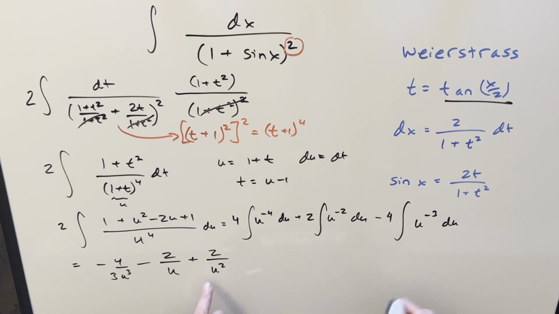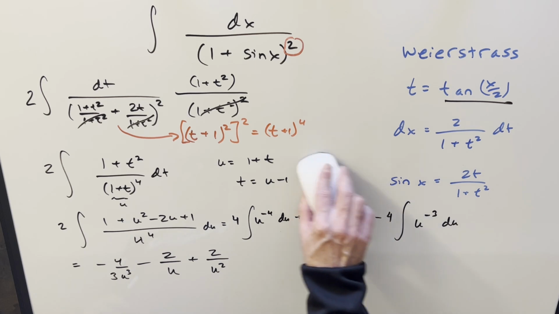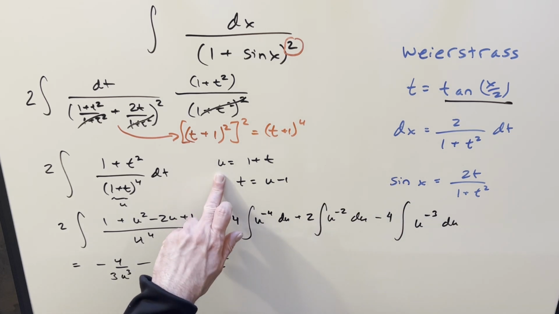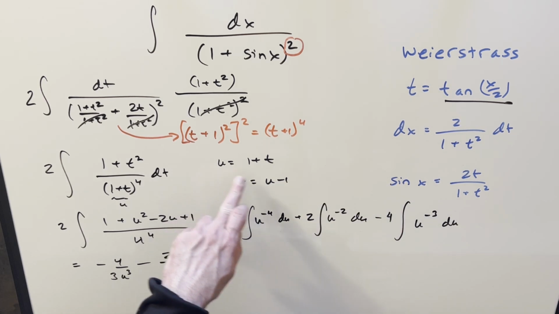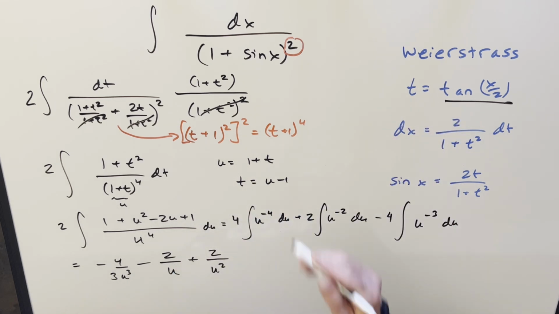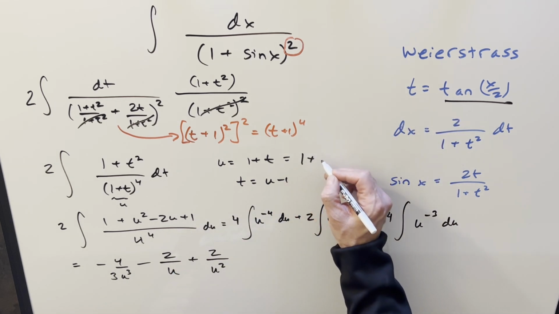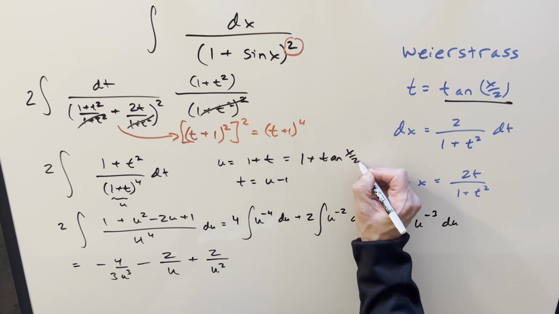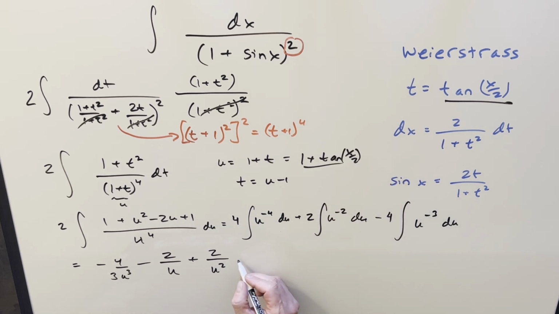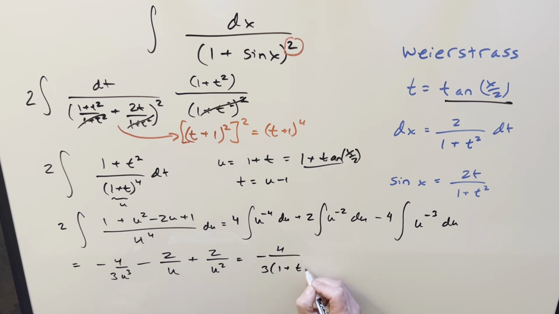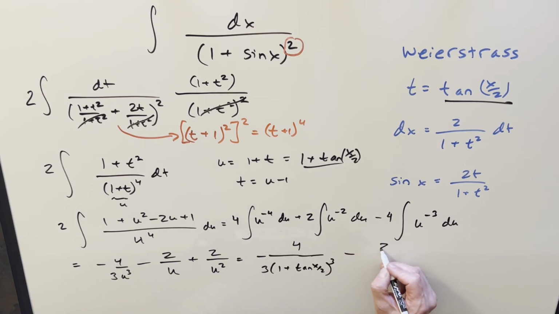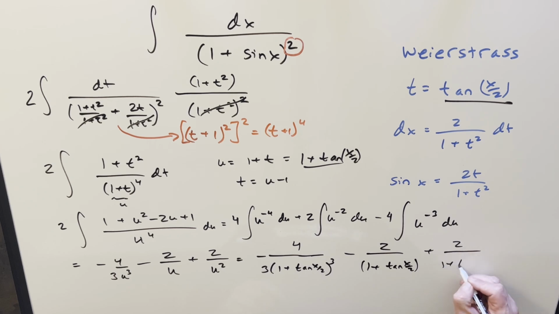And then all we need to do is just back substitute in order to finish it. But let's get it all the way back to x. So let's see, we said that u is equal to 1 plus t, but t is tan x over 2. So I can write this as 1 plus tan x over 2. And so we'll substitute with this value. So what we're left with is going to be minus 4 over 3 times (1 plus tan x over 2) cubed, minus 2 over the same thing, 1 plus tan x over 2, and then plus 2 over (1 plus tan x over 2) squared, plus C, and that's it.